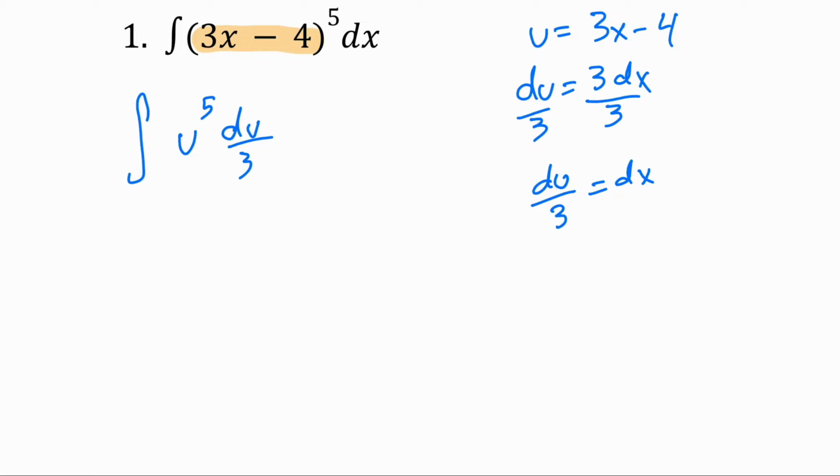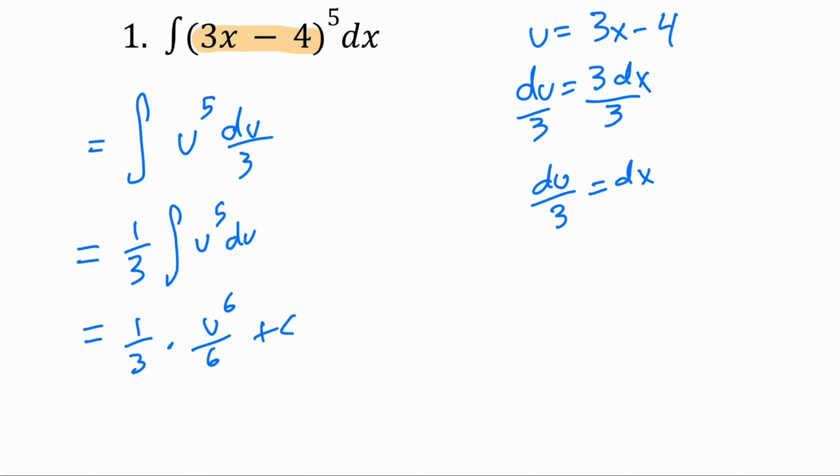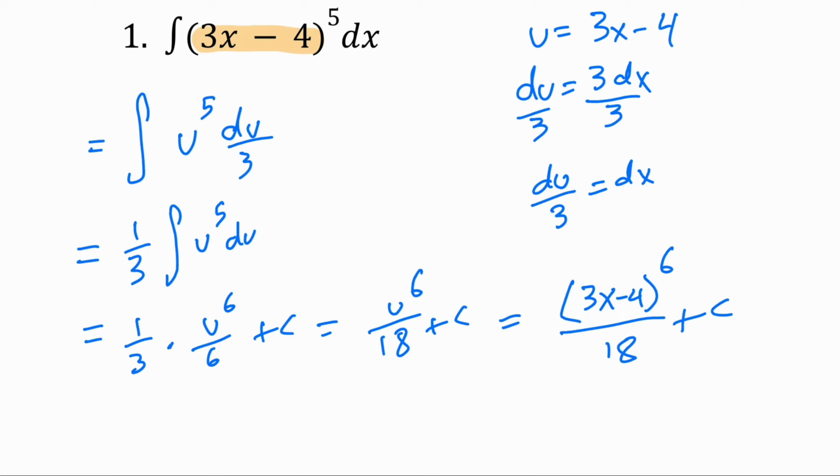Now, I usually find that it's easier to bring that 1/3 to the front. You don't have to, but we're going to integrate u to the fifth du with that 1/3 up front. Now, when I integrate that, I'm going to have 1/3 times u to the sixth over 6 plus c, which is equal to u to the sixth over 18 plus c. Our final step of U substitution is going to be to substitute the x's back in. So our final answer for this would be (3x minus 4) to the sixth power over 18 plus c. And that's how we work through U substitution.